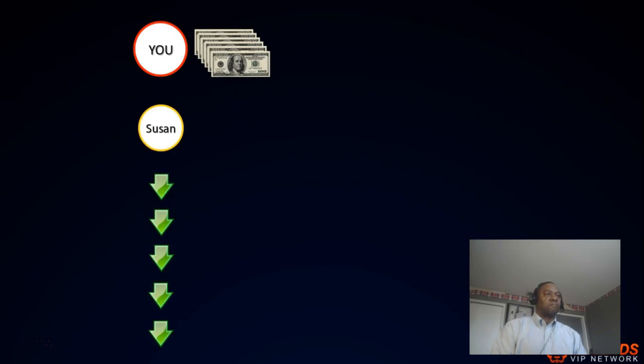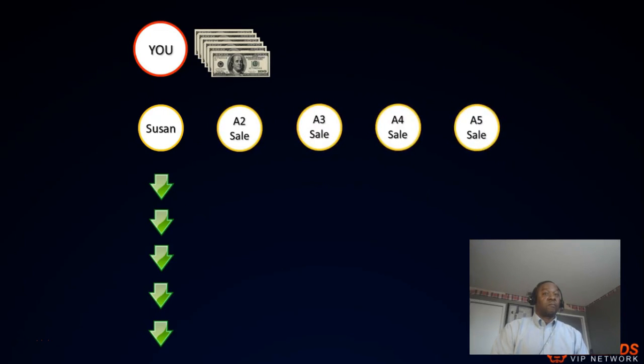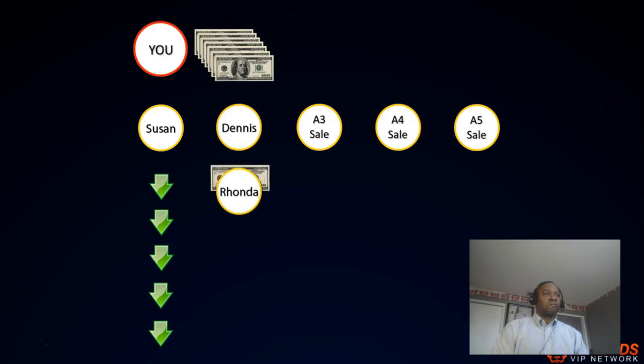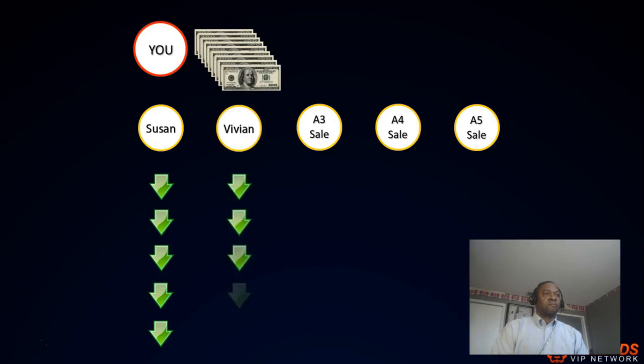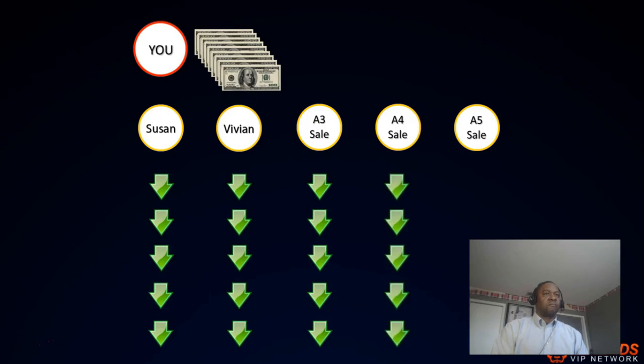Isn't that amazing? Now, what happens if you go out and generate a second sale, a third sale, a fourth sale, a fifth sale? A second sale, let's say, Dennis, you pick up $100. And then what happens if Dennis has to qualify? Brings in Rhonda. You pick up $100. And what happens if Rhonda has to qualify? She brings in Vivian. You pick up $100. You're getting paid $100 on every referral being situated within your pay line. I mean, really, what more could you ask for?